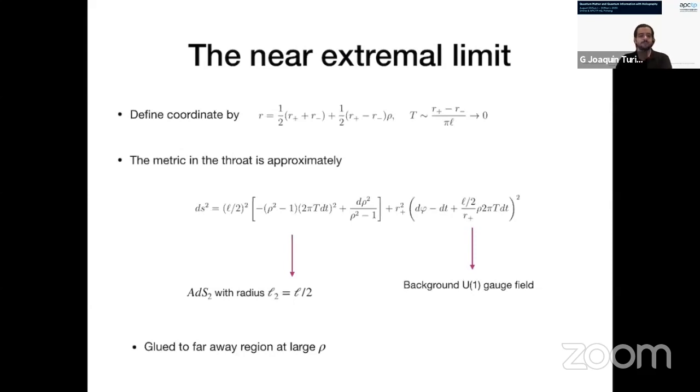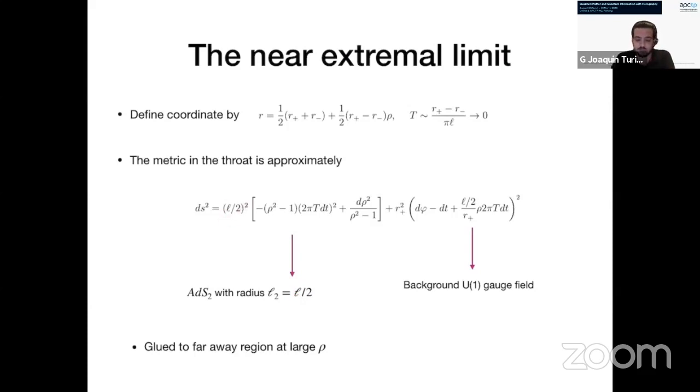Okay, so to finish this part, I will describe a little bit more the geometry. R is the radial holographic coordinate. This is just to show some formulas in case you never saw this before. We will take this rho to be our new radial coordinate in the throat. T is the inverse temperature that we are going to take to be very small. If you put this in the BTZ metric and look very close to the horizon, you'll find an AdS2 factor with an AdS2 radius given by the AdS3 radius L divided by 2.